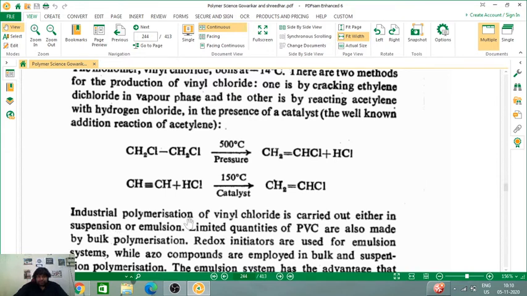Industrial polymerization of vinyl chloride is carried out either in suspension or emulsion. Limited quantities of PVC are also made by bulk polymerization. Redox initiators are used for emulsion systems, whereas azo compounds are employed in bulk and suspension techniques.